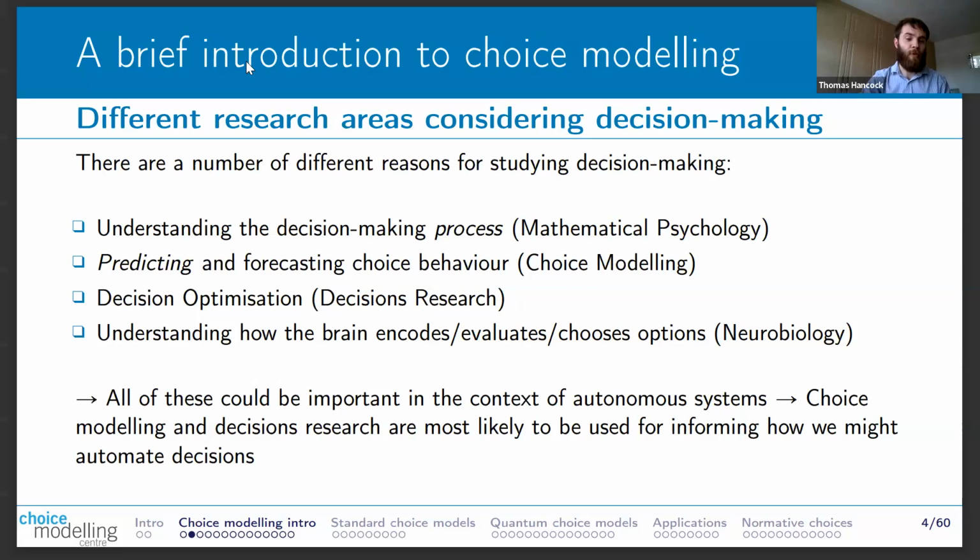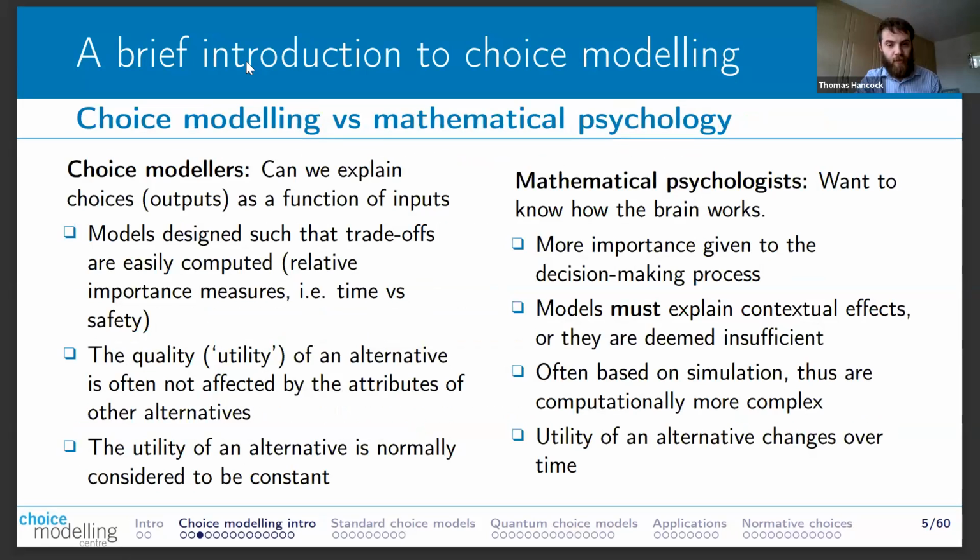Now, all of these could be important in the context of autonomous systems, but choice modeling and decisions research are probably most likely to be useful, I think, for informing how we might automate decisions. So now I'm going to talk in a little more detail about the difference between choice modeling and mathematical psychology. And this is where most of my research comes in so far.